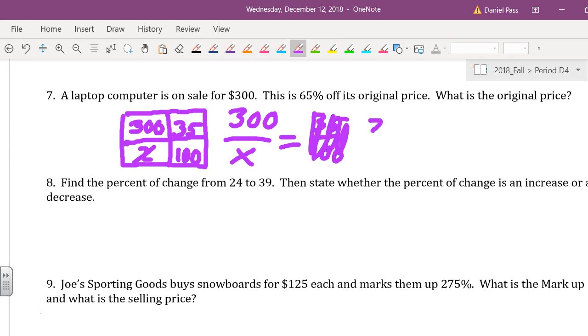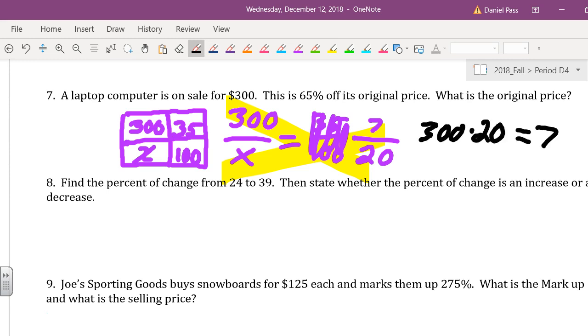So we get 7 over 20. Does 7 go into 300? I don't think so. So we have to cross multiply. Does anybody have 300 times 20 ready? That should be 6,000. That's pretty easy. So 300 times 20 equals 7x. 6,000 equals 7x. Divide by 7.